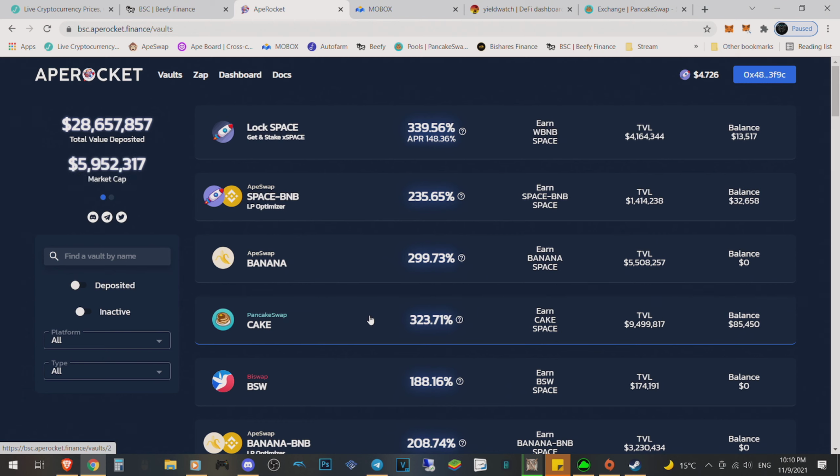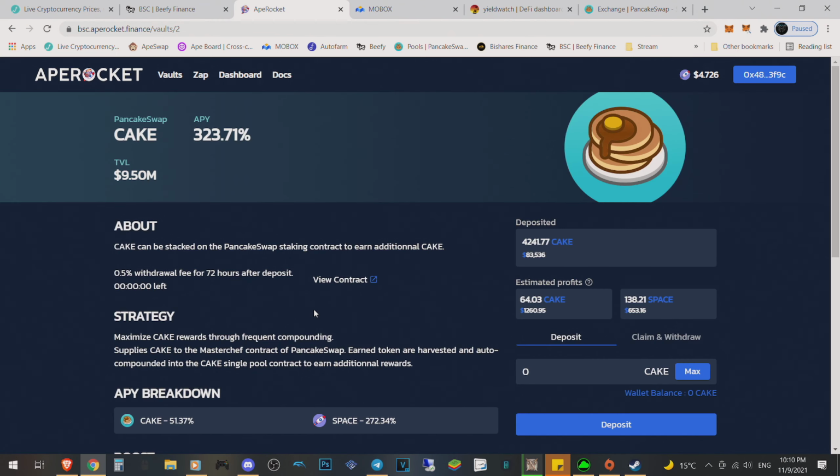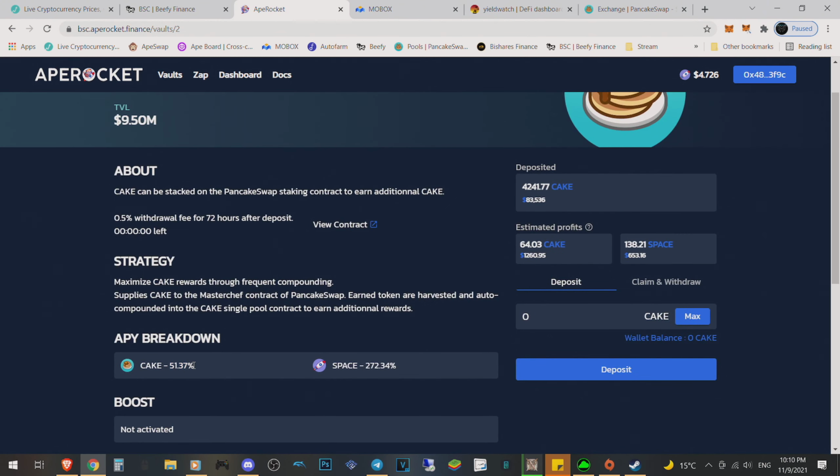Okay, so if you click, for example, on the cake pool or whatever pool you want to go into, you can see the APYs that is right here. You can see that I'm getting a 51% APY breakdown, 51% on cake and 272% in space. Now, this cake auto compounds. It comes down here, it lays in this pool right here, and it auto compounds. So you do not have to claim it ever. And then you get space.